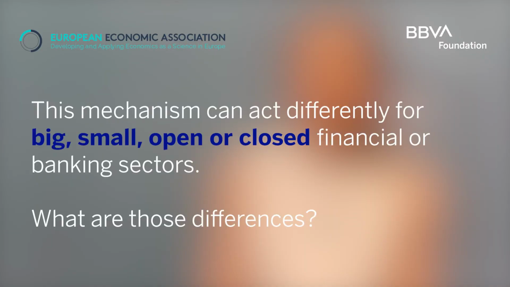This mechanism can act differently for big, small, open or closed financial or banking sectors. What are those differences? What we show in our work is that the more access to wholesale finance for companies and banks as well, the more likely negative rates are going to work as they work in positive territory. So the more likely cuts in negative territory are going to mimic their effects in positive territory. So the bigger that wholesale finance sector, the more effective monetary policy will be while cutting into negative territory.